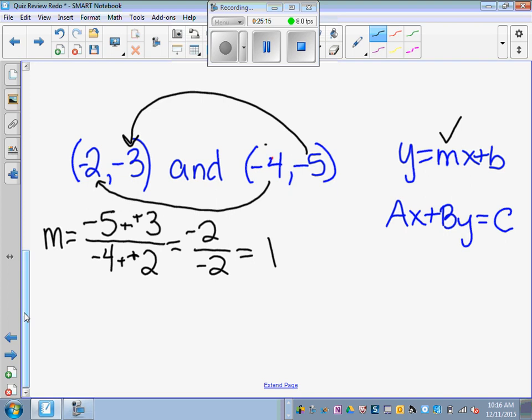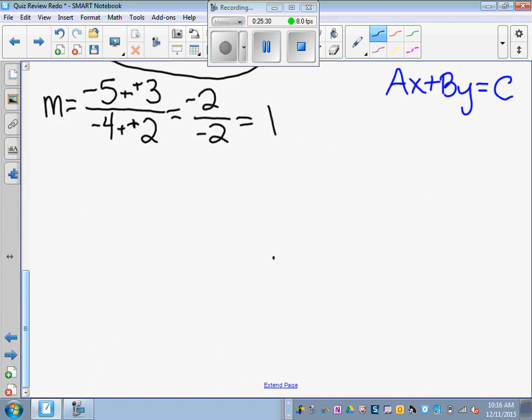Did they give us our b value? Oh, so we have to find that as well. We still have to find our b value. So let's take our equation, y equals mx plus b.